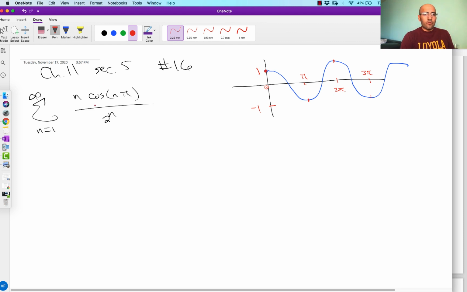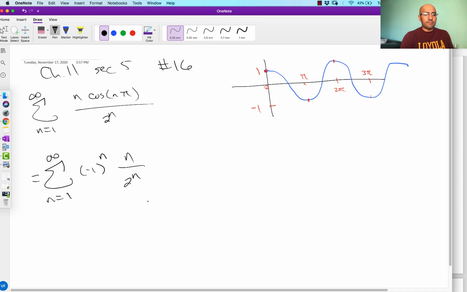Good. So this guy, when n equals 1, will be pi. That's going to be -1. When n equals 2, it'll be 2 pi. 2 pi is +1. So this thing is just going to alternate between positives and negatives. So we can say that that thing is equal to -1 to the power of n, because we start off with negative first, and then n over 2 to the n. Good. Okay, and so now looking at it that way, this can be my b sub n.